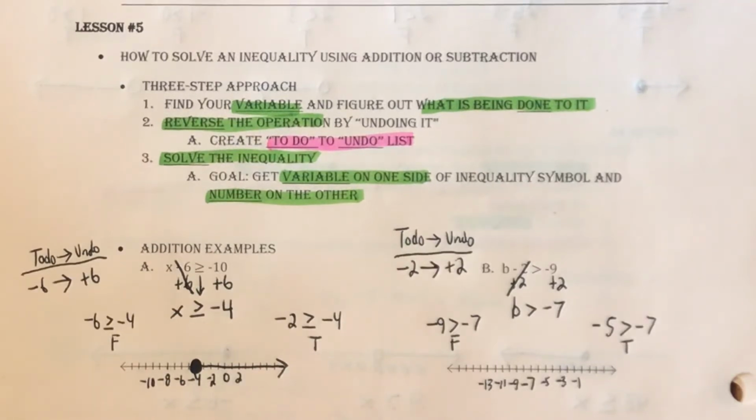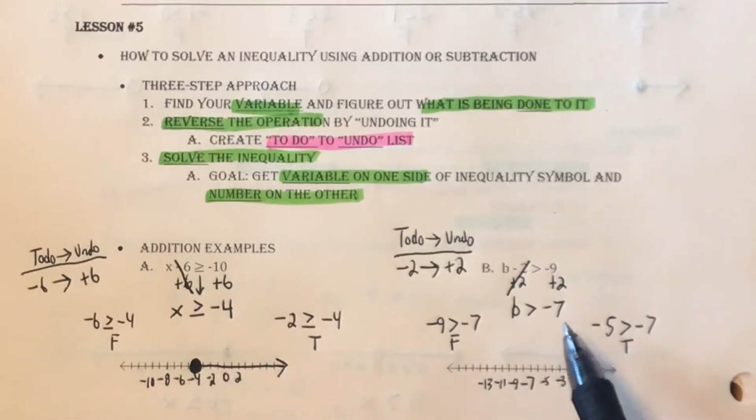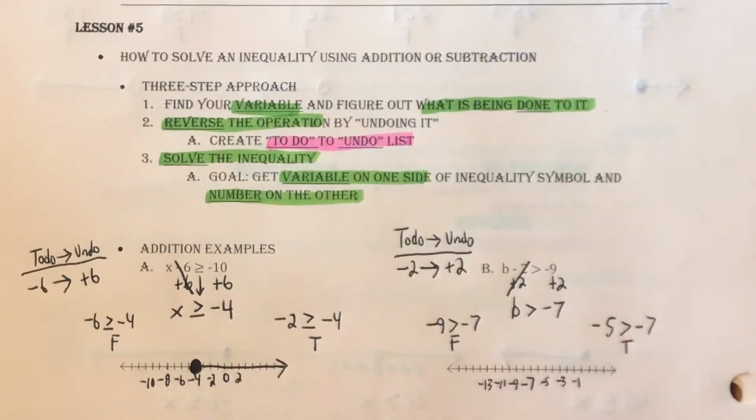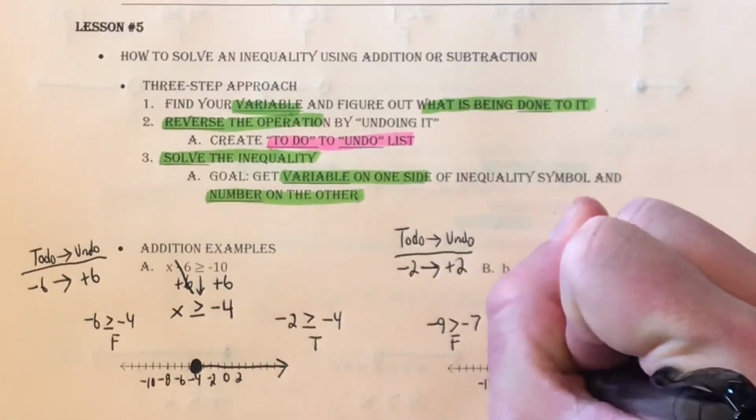So last thing we need to do is actually graph it. So we start with our number that we figured out, which was -7, and we put a circle at it.